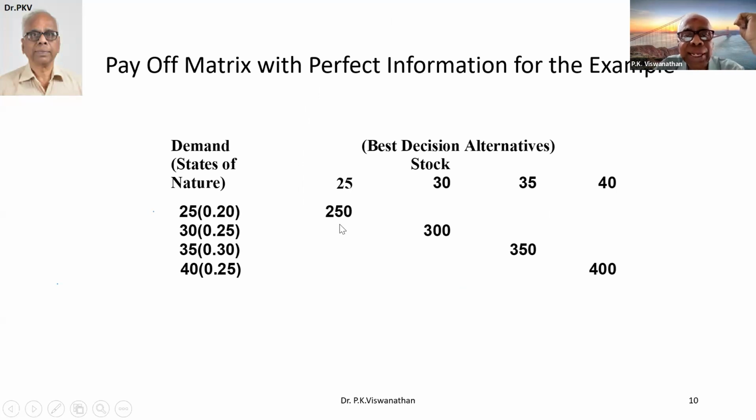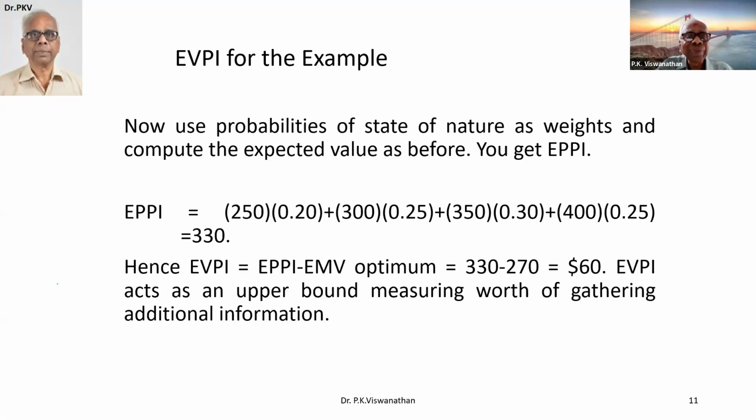For 25, you make $250, 25 into 10. For 30, you make $300, 30 into 10. For 35, you make $350. For 40, you make $400. The rest of them will not occur because you will stock only 25, the expert says. Now, if you multiply 250 with 0.2, 300 with 0.25, 350 with 0.3, 400 with 0.25, that is called the expected profit with perfect information. If you do that, you get $330.